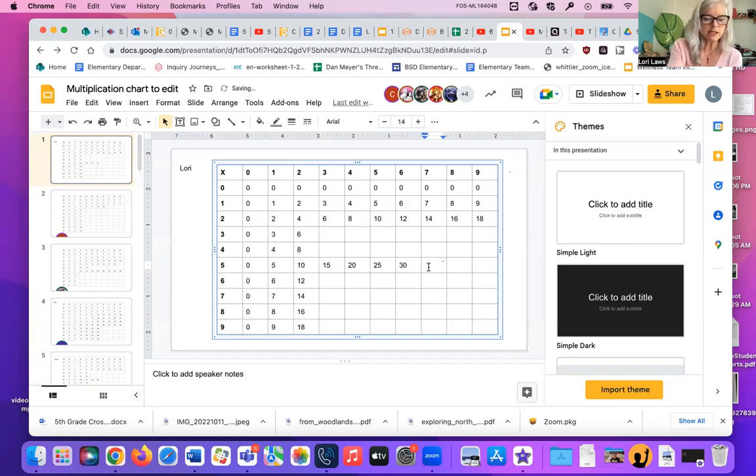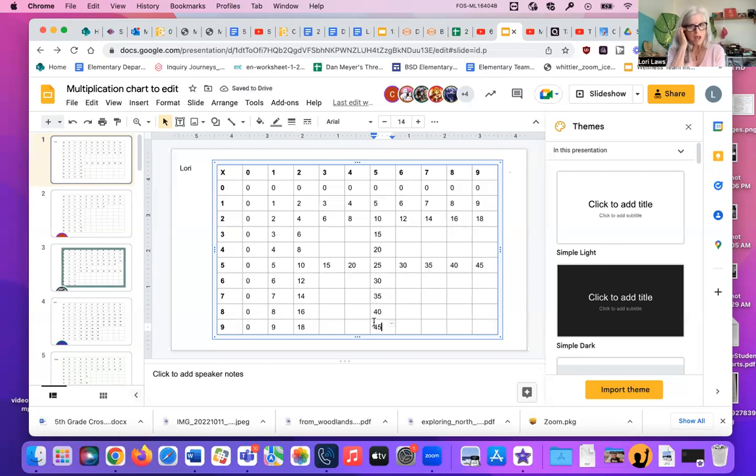5 5s is 25. 6 5s is 30. On the chart, it's a lot easier because you can kind of see what comes before and after. But what I'd like you to realize is it's easy when you're doing math too. If you can't remember a fact, go to the one before or the one after. Okay. All right. If I've got my 5s going this way, I'm going to do my 5s this way. 15, 20, 25, 30, 35, 40, 45.